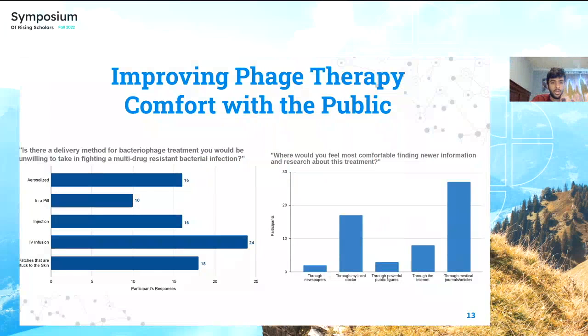Towards the end, I was talking about improving comfort with phage therapy in general. So I asked, on the data to the left, is there a delivery method for the bacteriophage treatment you would be unwilling to take in fighting a multi-drug resistant bacterial infection? Most people were willing to choose a pill, aerosolized, and injection. Knowing this information could help with the more technical aspects of delivering this treatment, so people won't be as scared of getting the treatment done.